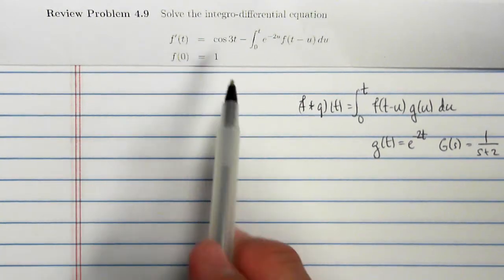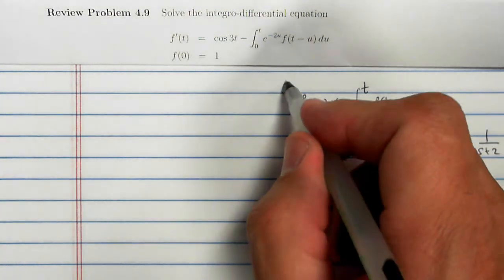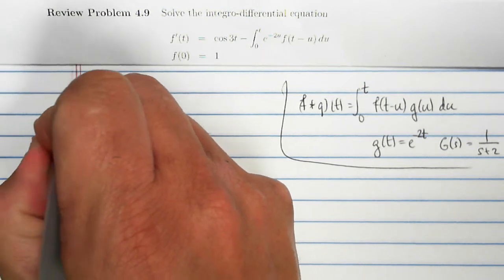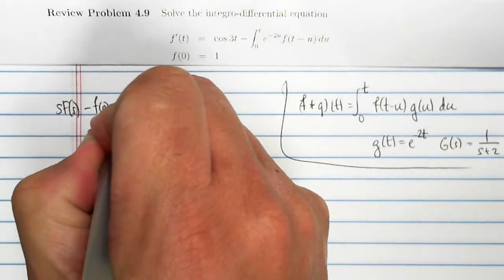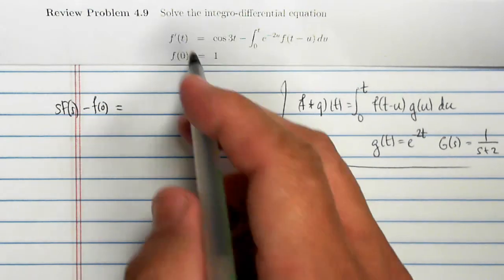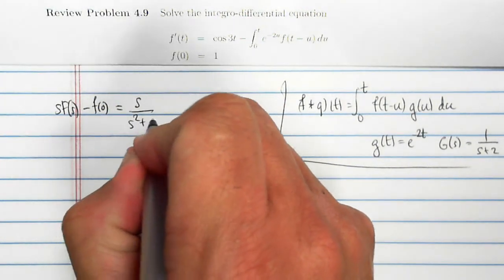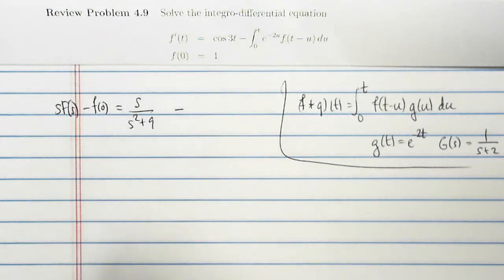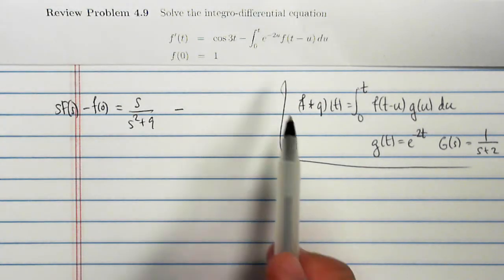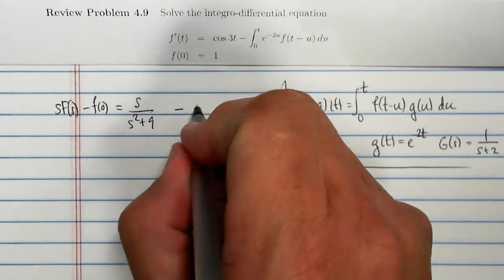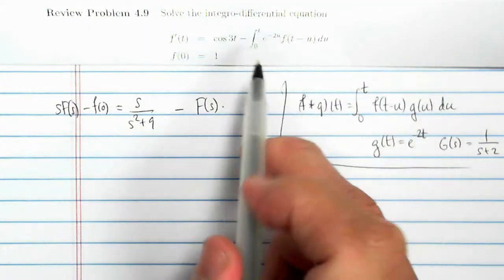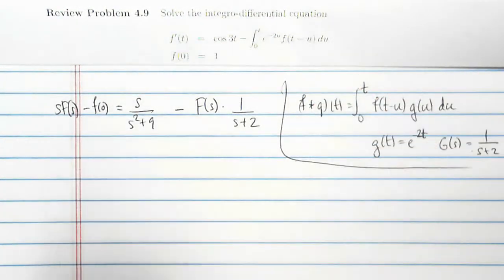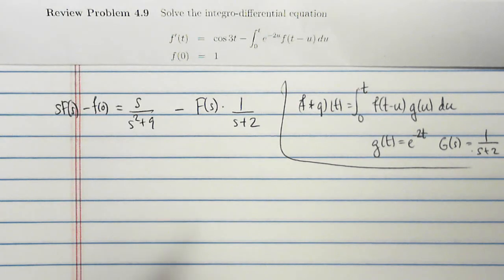And so therefore, when I take the Laplace transform of this equation, I get s times F of s minus f of 0 equals the Laplace transform of cosine of 3t, s over s squared plus 9, minus the Laplace transform of this convolution integral, which is the product of the two Laplace transforms. The Laplace transform of f is F of s, and the Laplace transform of e to the minus 2t is 1 over s plus 2. And so I have an equation to solve for F of s.